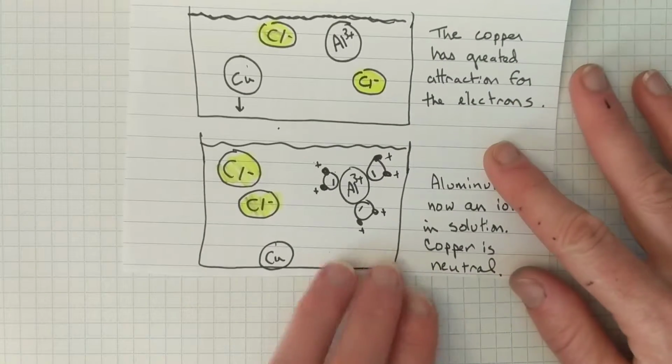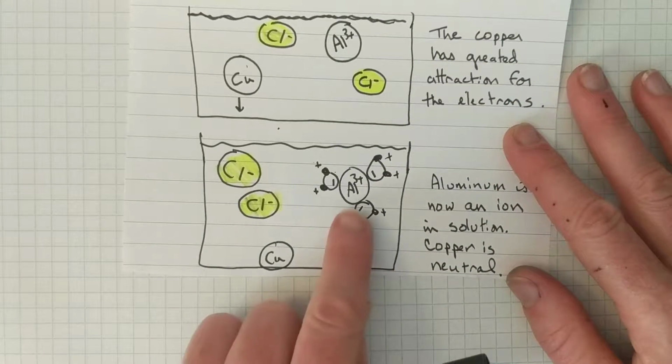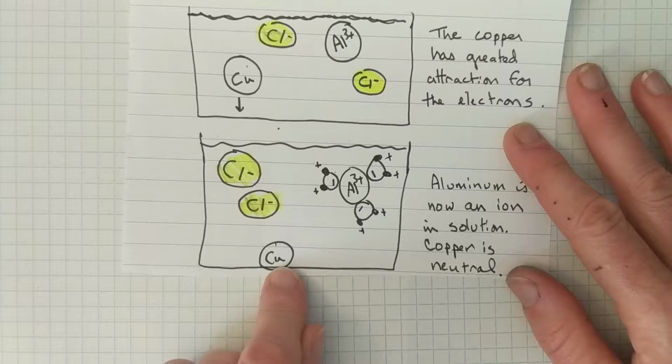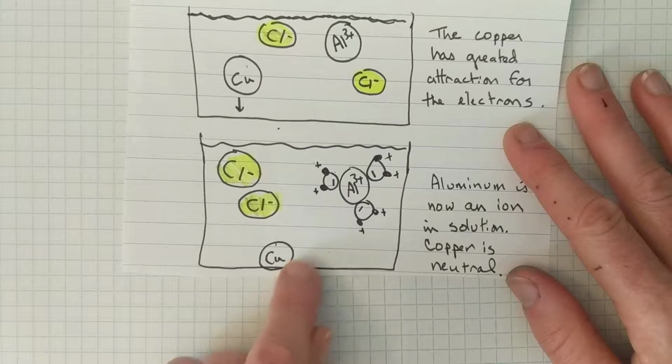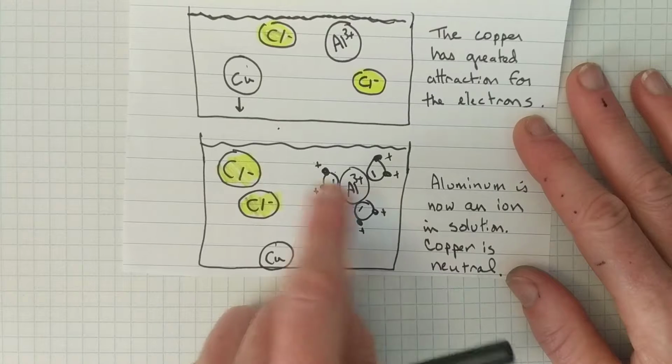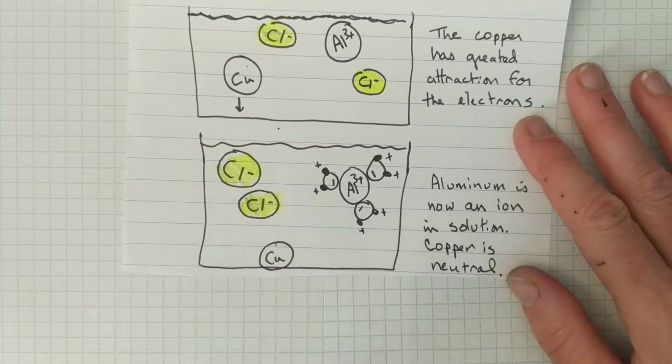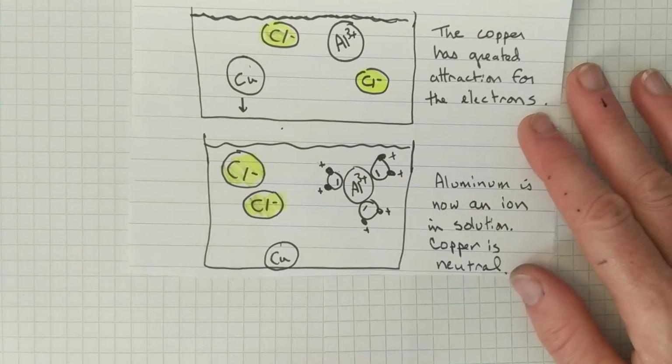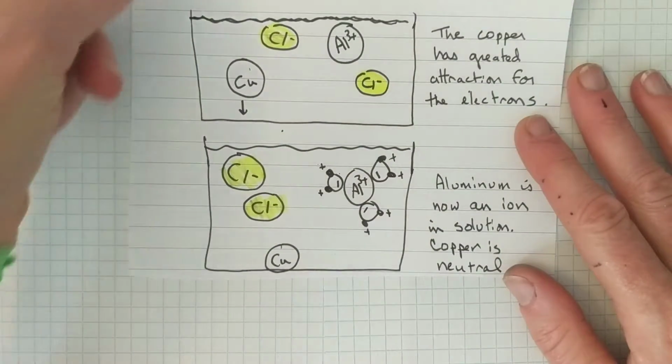What that ends up meaning for what we see is the copper is no longer an ion, it is no longer attracted to the water, so it's no longer in solution and it just settles down as a metal. Aluminum is now in solution, it has a positive charge, and so it is attracted to the negative side of the water, and now it's in solution with the chlorine. So that's what's happening at the molecular level.